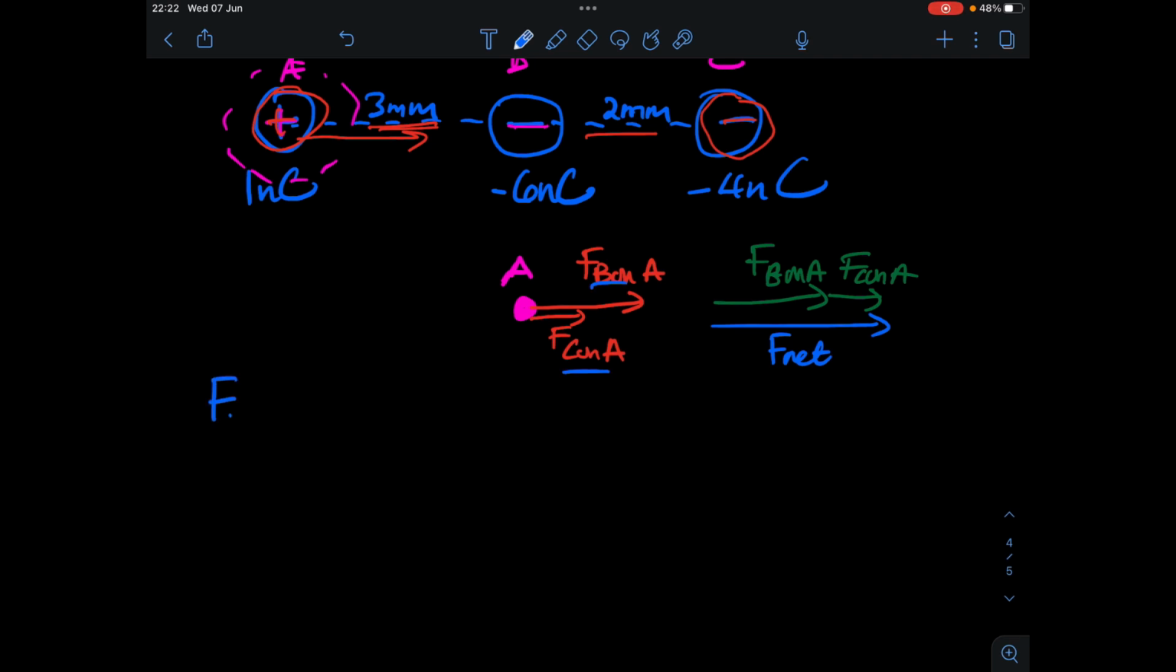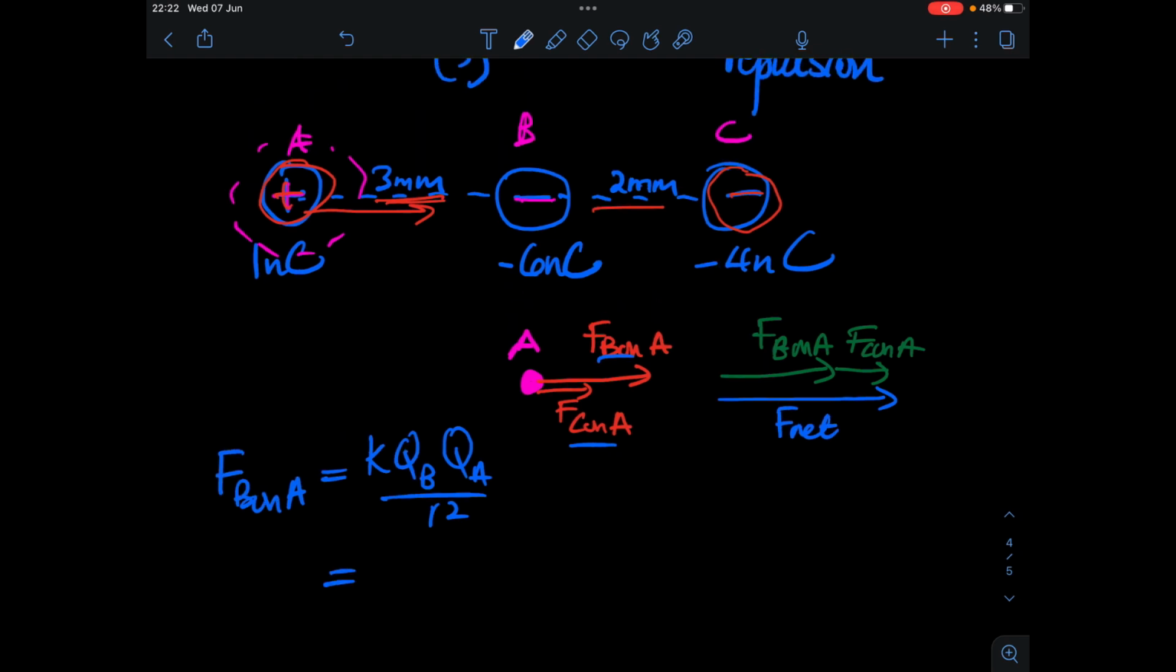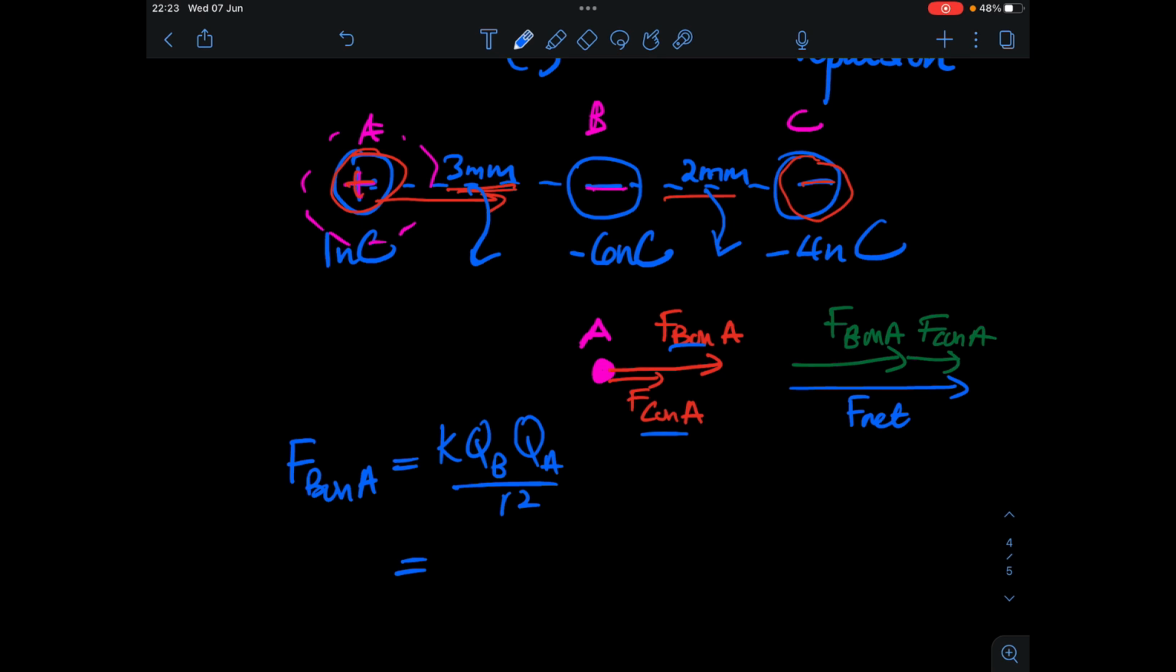So the force of B on A, and then you use the formula with charge B and charge A over R squared. Guys, before anything, you have to convert those distances. Here's an easy way to know the conversion by heart. It's millimeter, centimeter, meters, kilometers. So from millimeter to centimeter, it's 10, 100, 1000.